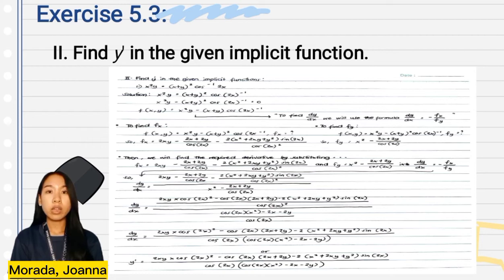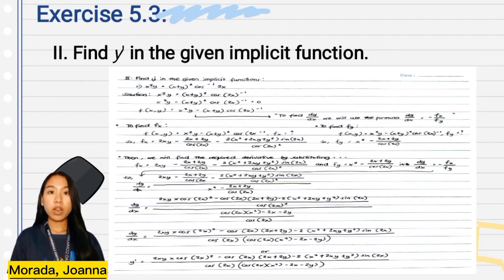So, dy over dx equals negative 2xy times cos(2x) squared minus cos(2x) times (2x plus 2y) minus 2(x squared plus 2xy plus y squared) sine(2x) squared divided by cos(2x) times x squared minus 2x minus 2y over cos(2x). So we will now simplify the expression.